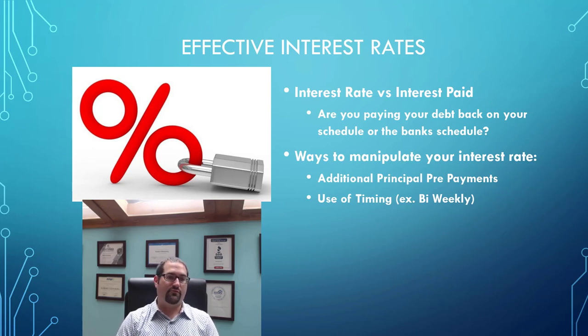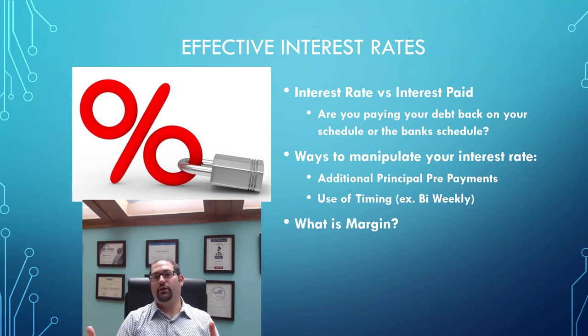I've had clients that have contractual interest rates of 4 or 5 or 6%, but they're making these extra prepayments and they're actually getting an effective interest rate of 2, 3, or 4% on these loans. And they're able to do that through this concept of effective interest rate. The other way that you can manipulate your effective rate is by making timing changes. Like we've talked about in other videos, a bi-weekly payment is a common strategy that'll pay a loan off early, and that'll also lower your effective interest rate on that loan.